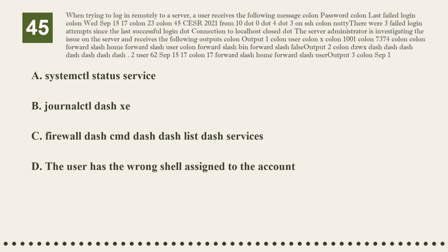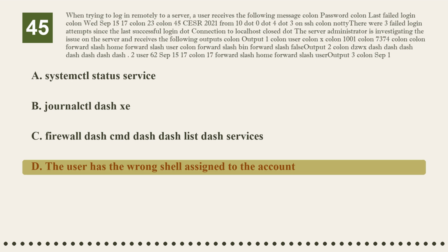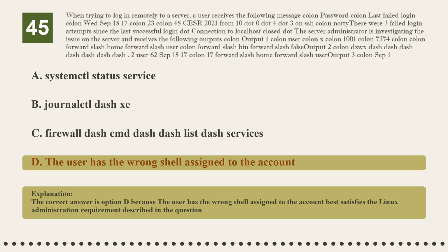Option A, systemctl status service. Option B, journalctl. Option C, firewall-cmd --list-services. Option D, the user has the wrong shell assigned to the account. The correct answer is option D. The user has the wrong shell assigned to the account. The correct answer is option D because the user has the wrong shell assigned to the account best satisfies the Linux administration requirement described in the question.